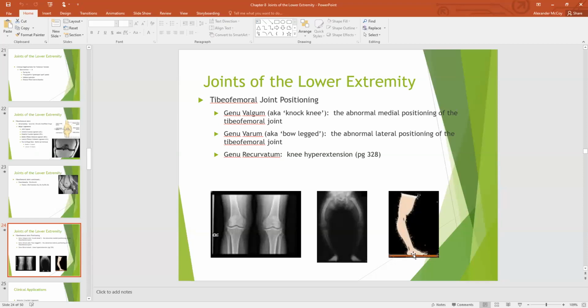Recurvatum. This is a knee hyperextension. We see this a lot in our more bendy individuals, gymnastics, cheer, yoga. I have a little bit of it myself. Maybe you do. Check out your knees, see what happens.